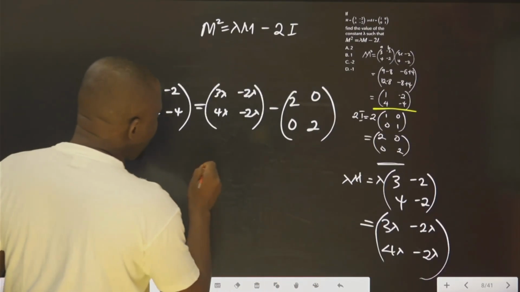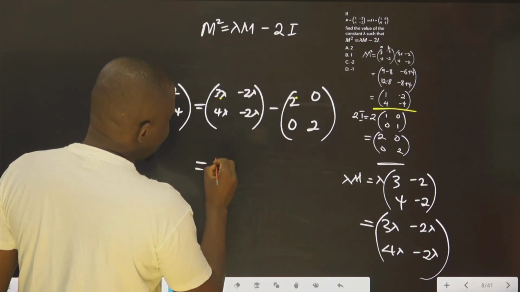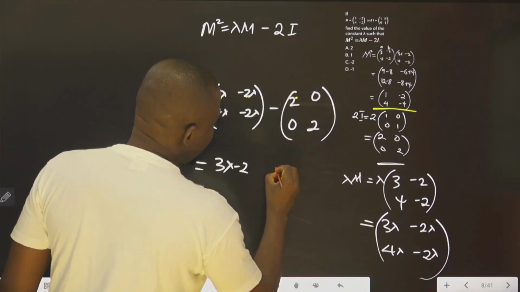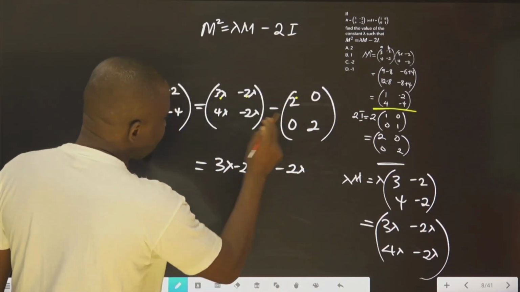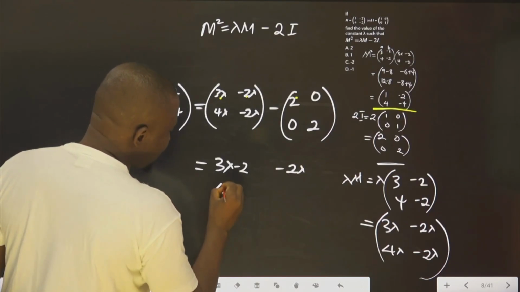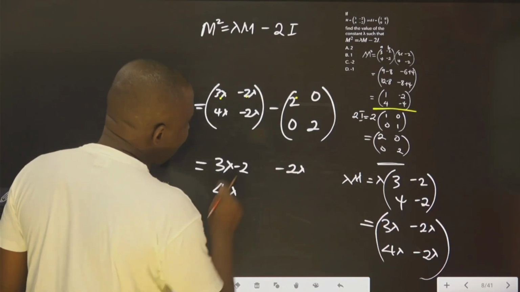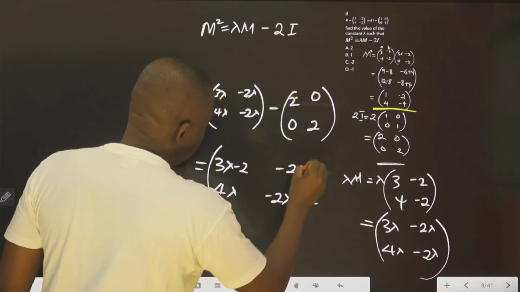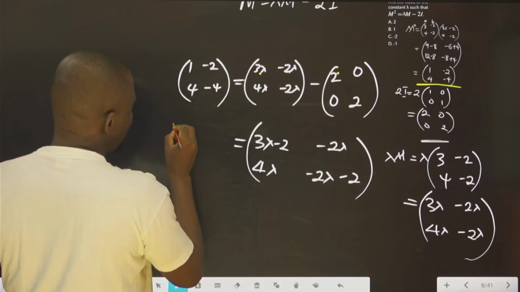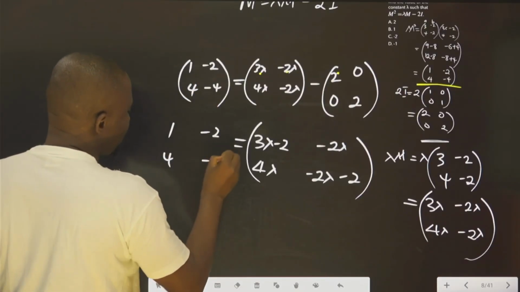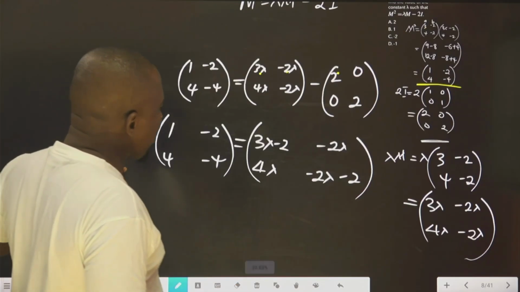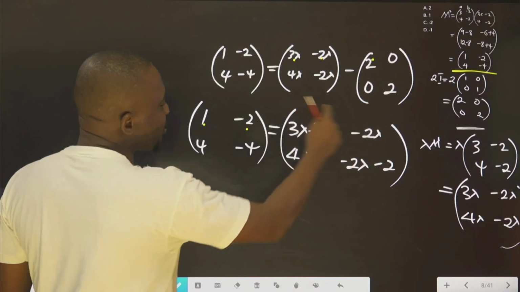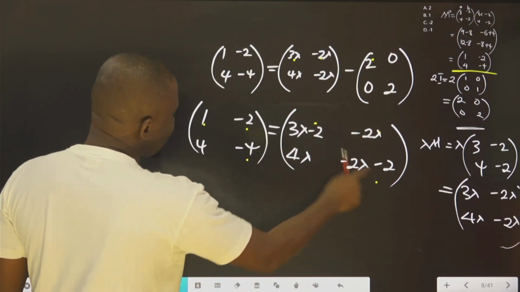You will agree with me, if you want to subtract now this minus this, that is 3 lambda minus 2. This minus this will still remain this, that is minus 2 lambda. This is 4 lambda minus 0 will remain 4 lambda. This is minus 2 lambda minus 2. Okay? They are equal to this 1, minus 2, 4, minus 4. What we do here, we compare. It means therefore this is equal to this. This is equal to this. This is equal to this. This is equal to this.